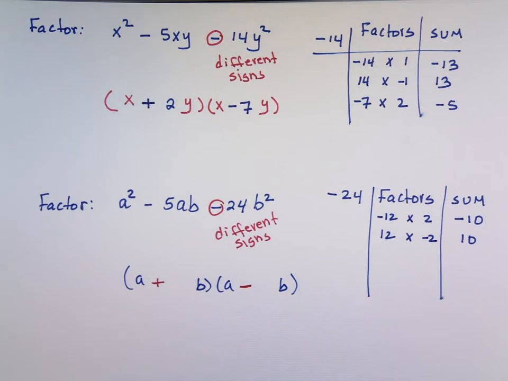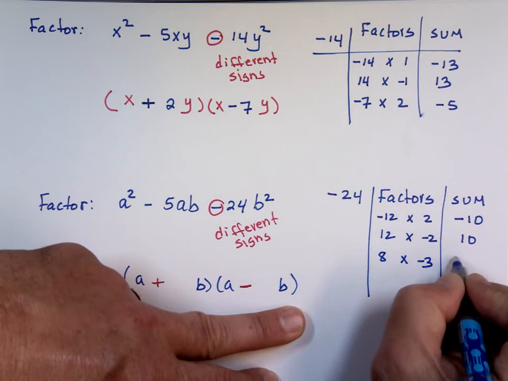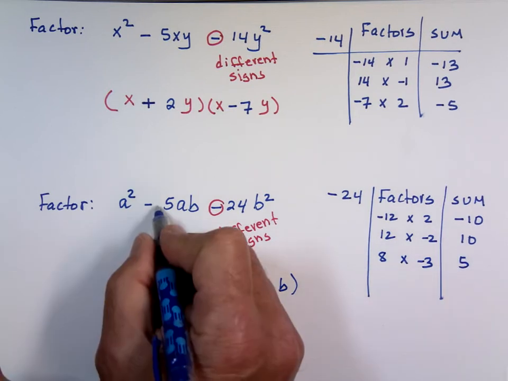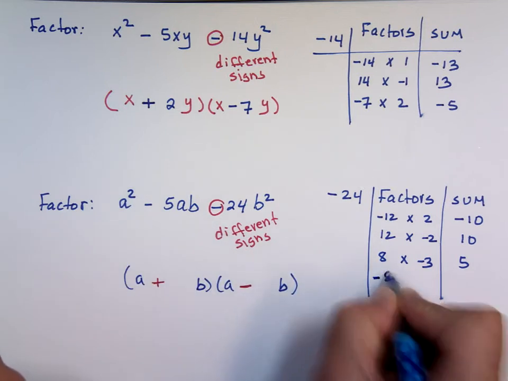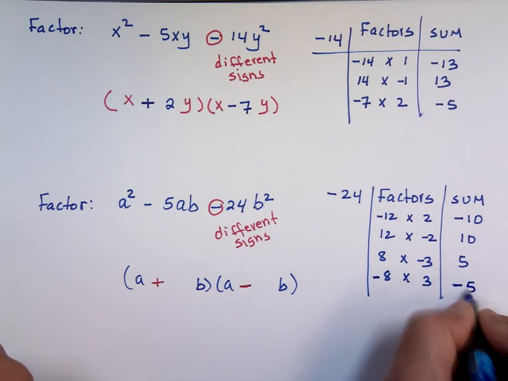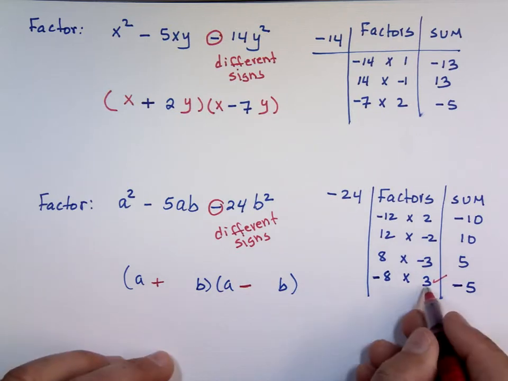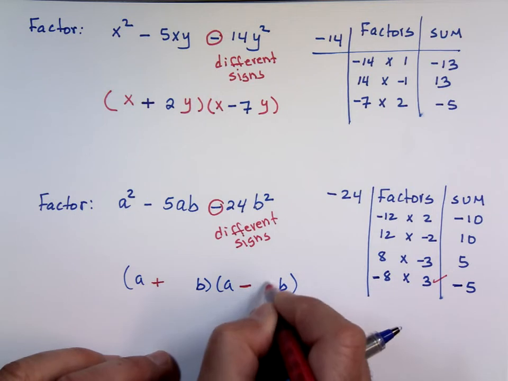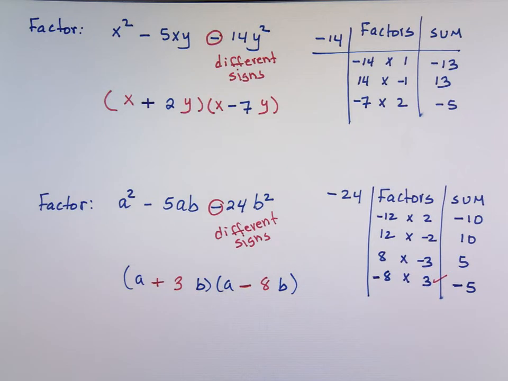For 24, could it be 8 and 3? How about 8 times a negative 3? That's a 5. That's good. Not perfect, but we got the 5, not the sign. So switch the signs. Negative 8 times a 3. When you add them, what's that? Negative 5, and now we got the numbers. It's negative 8 plus the 3. So the negative goes with the 8. The positive goes with the 3. So a plus 3b times a minus 8b.